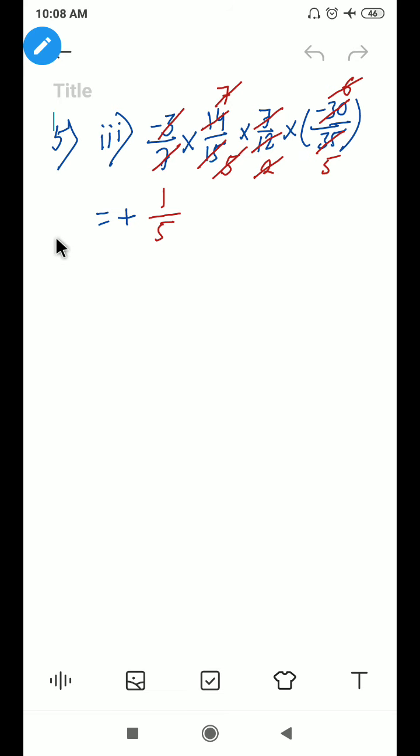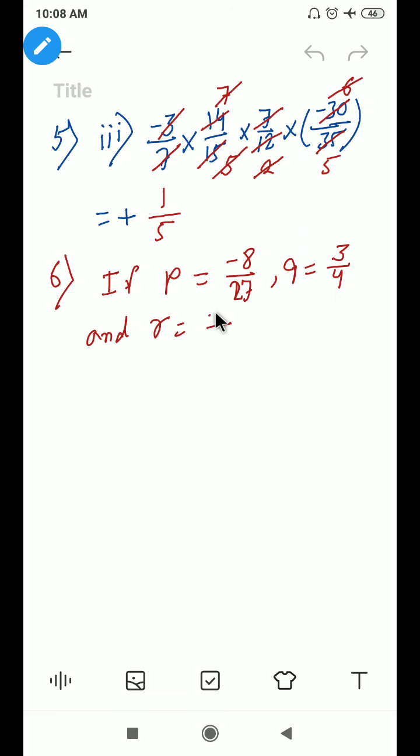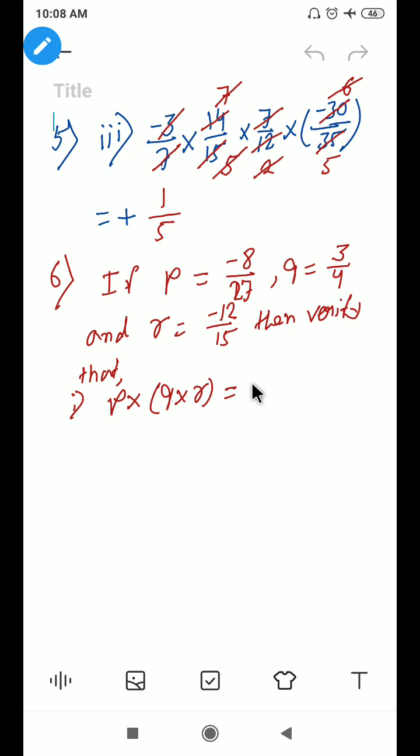Now go to our next problem, question number 6. Here it is given that if P is equal to minus 8 by 27, Q is equal to 3 by 4, and R is equal to minus 12 by 15, then verify that, number 1, P into Q into R is equal to P into Q into R. Okay, now let's start. That means you have to prove here LHS is equal to RHS.